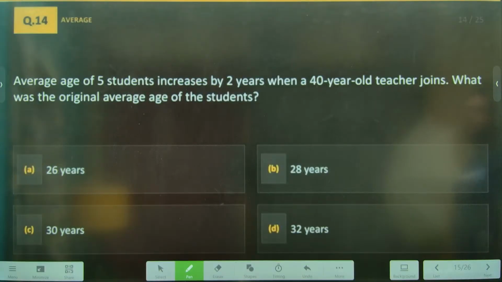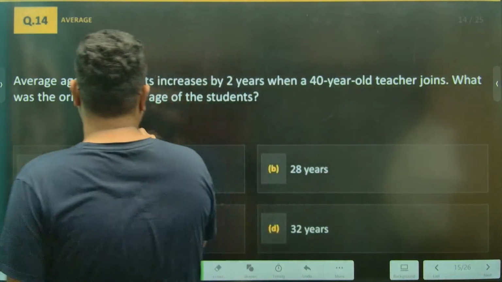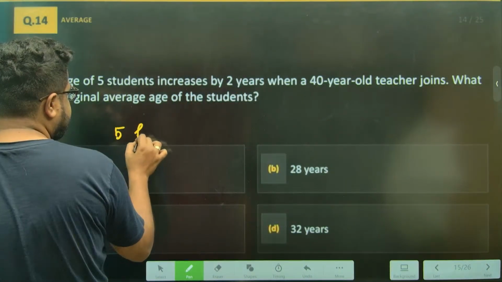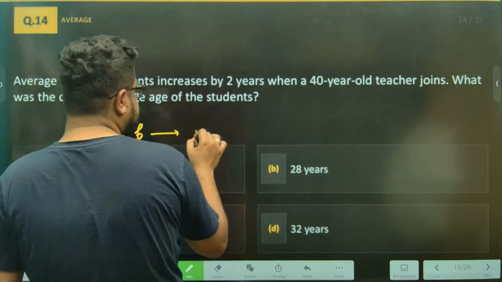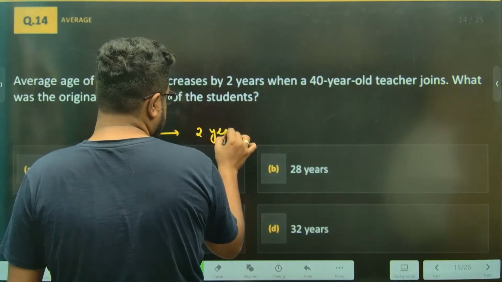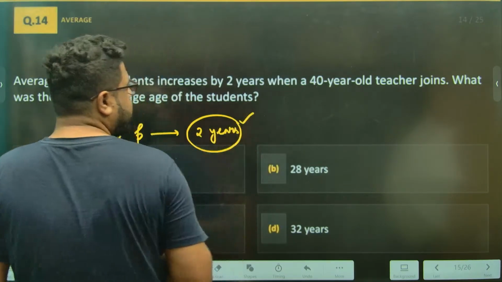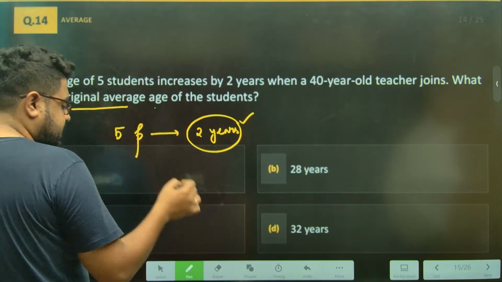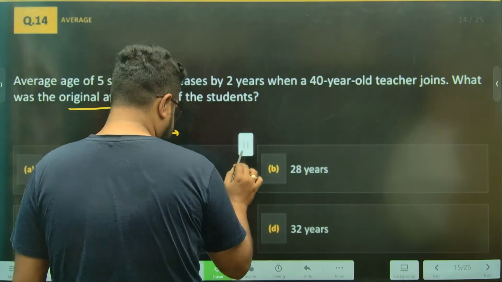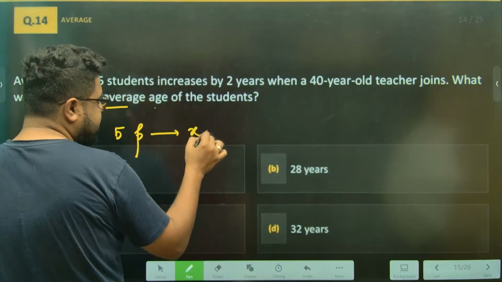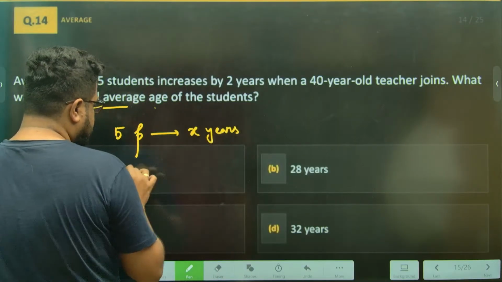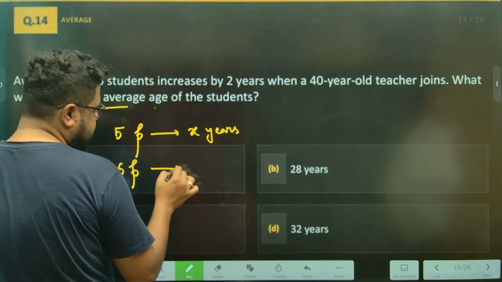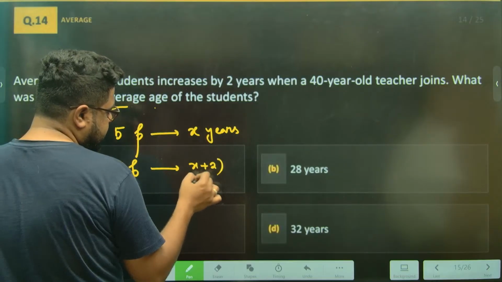Next one, please, sir. Average age of 5 students increased by 2 years when a 40-year-old teacher joins. What is the original average? Sir, first things first, 5 students or 5 persons, average age increases by 2 years when a 40-year-old teacher joins. What is the original average of the students? So let's take, sir, for example, the original average was X years. So now when the teacher joined, this is X plus 2 years.